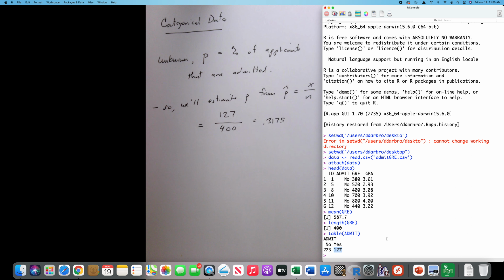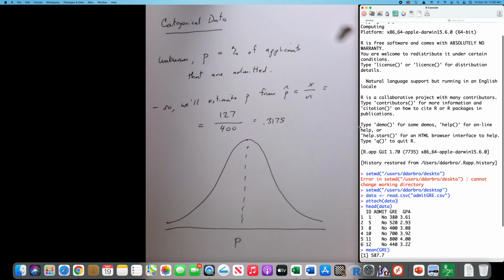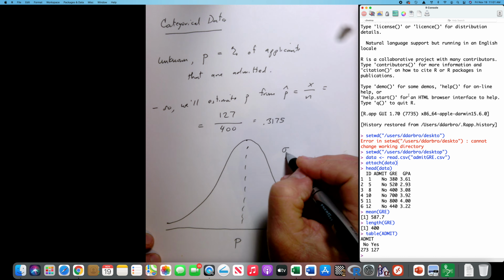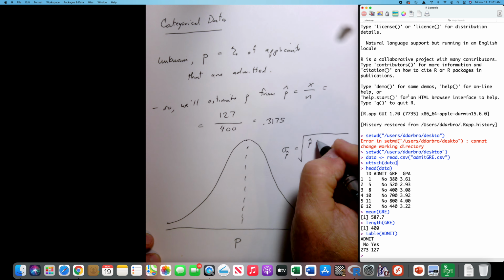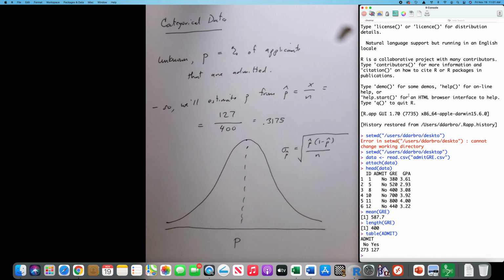So what happens? Central limit theorem kicks in, right? We know that the underlying probability distribution is going to be centered around P, the unknown percentage. And the standard deviation is going to be the square root of P hat times 1 minus P hat over n. That'll be the standard error.